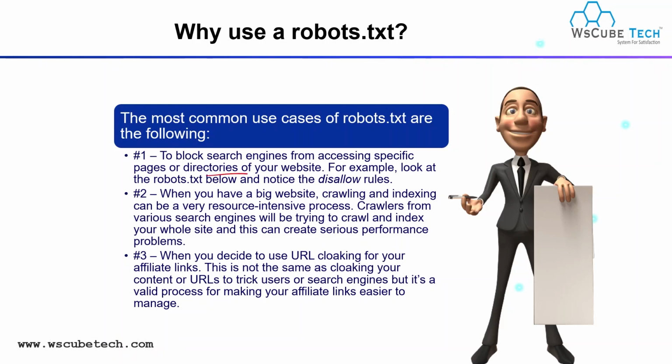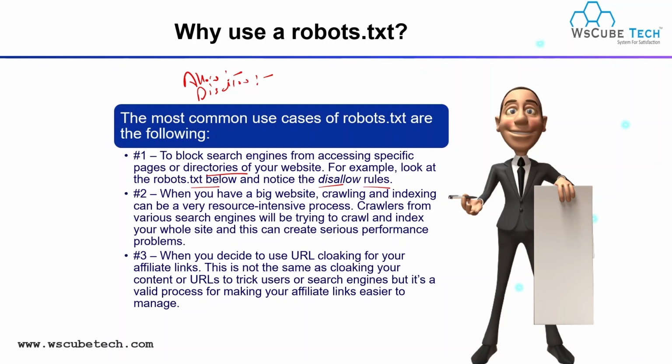For example, look at the robots.txt file, we notice the allow rule. We have two types of rule here. One is allow, which allows your search engine crawler to crawl that particular link, and next is disallow. In the disallow rule, you can mention the file path or page path which you want your search engine crawler not to crawl.